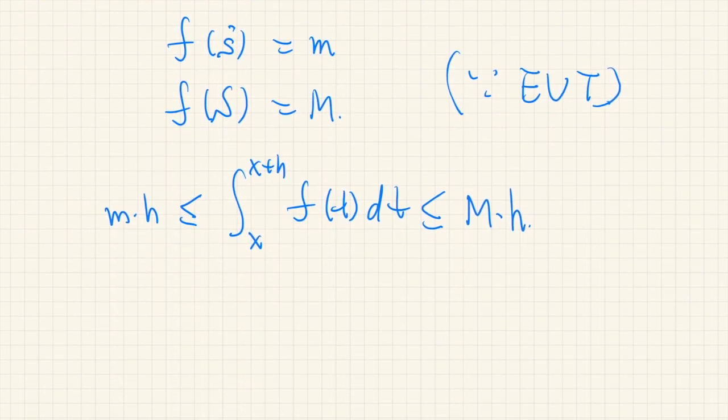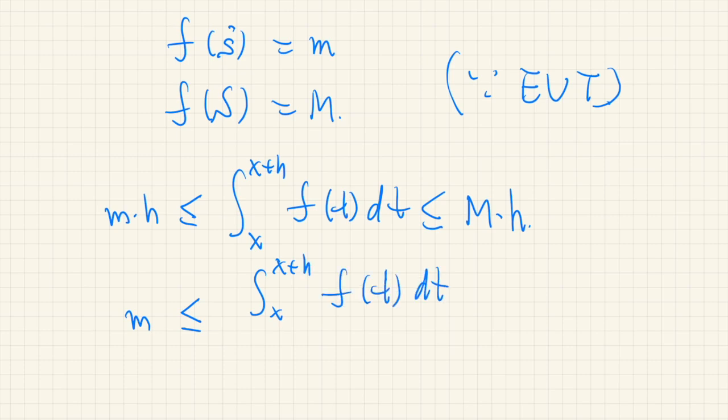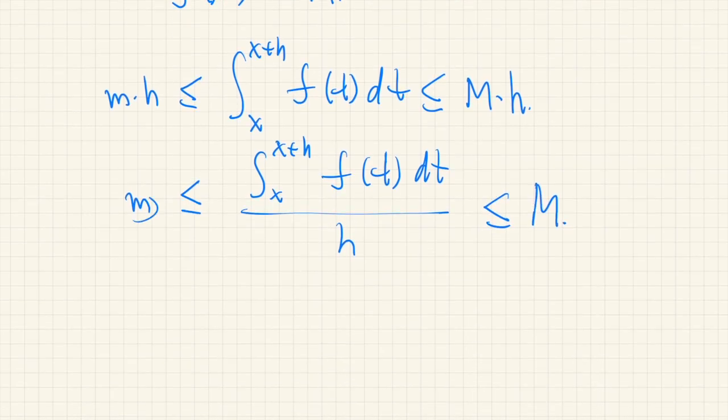So we have this inequality. That means if we divide everything by h, we have m less than or equal to the integral from x to x plus h of f of t dt over h, which is less than or equal to M, right? And this m is equal to f of lowercase s, and this uppercase M is equal to f of uppercase S.